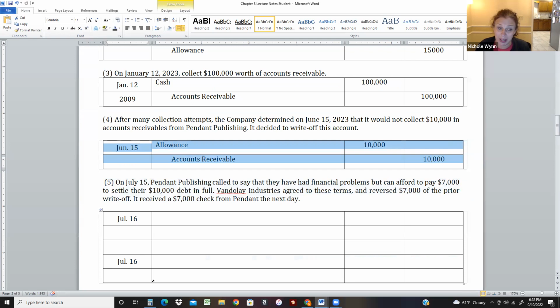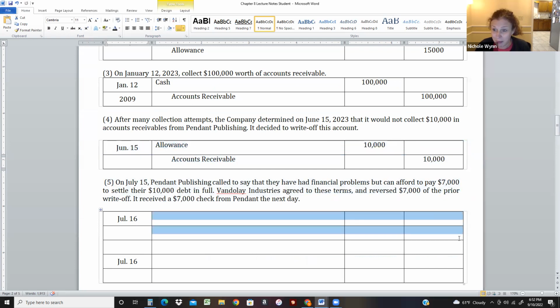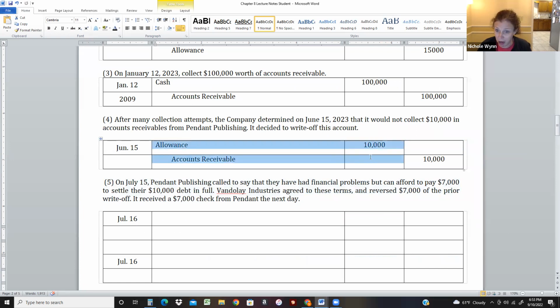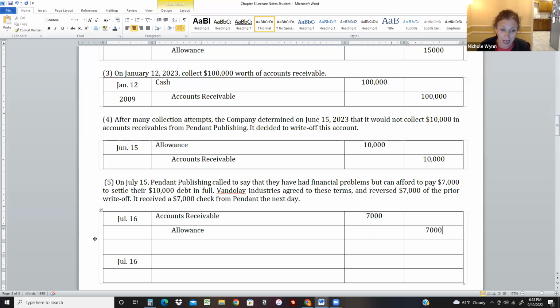What we do is we reestablish them as a customer. That doesn't mean we're going to let them charge again, but we need to bring them back in as a customer and then show the money coming in. So we do the exact opposite of a write-off, and I call it an unwrite-off. I am going to debit accounts receivable to recreate them as a customer. And then I'm going to show the money coming in.